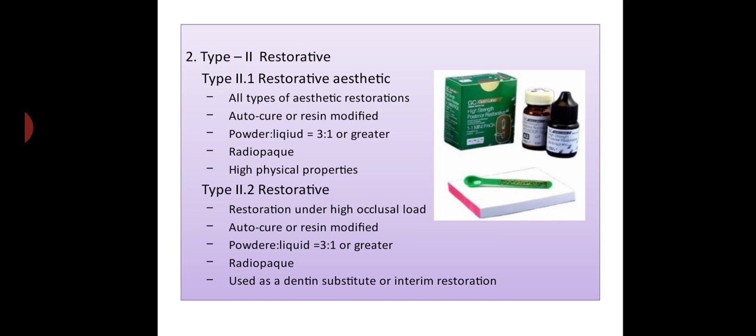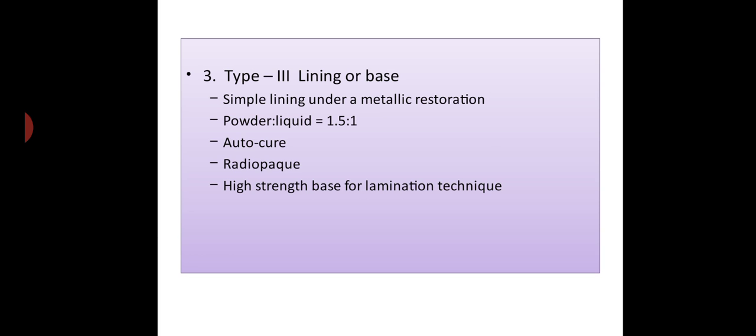Type 2.2 is restorative: restoration under high occlusal load, auto cure or resin modified. Powder liquid ratio is 3:1 or greater. Radiopaque, used as a dentin substitute or interim restoration. Now type 3, lining or base: simple lining under a metallic restoration. Powder liquid ratio is 1.5:1. Auto cure, radiopaque, high strength base for lamination technique.